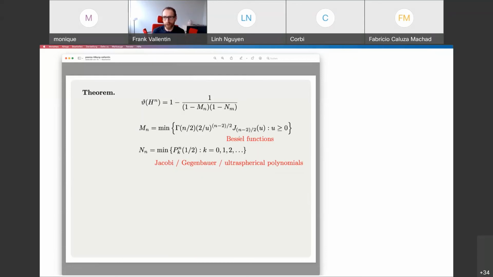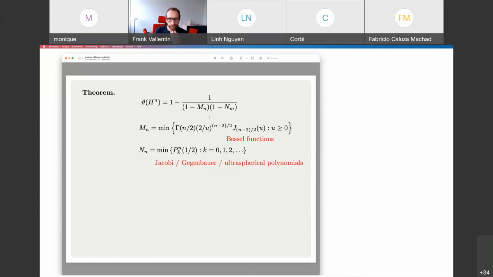So here I look at the symmetry of Rn. And the other parameter, nn, comes from orthogonal polynomials. It comes from Jacobi, Gegenbauer, or ultraspherical polynomials. So the polynomials also Lucas and Monique discussed this morning. And we have to find the minimum of evaluations of pk at a half, where k goes through all the degrees.